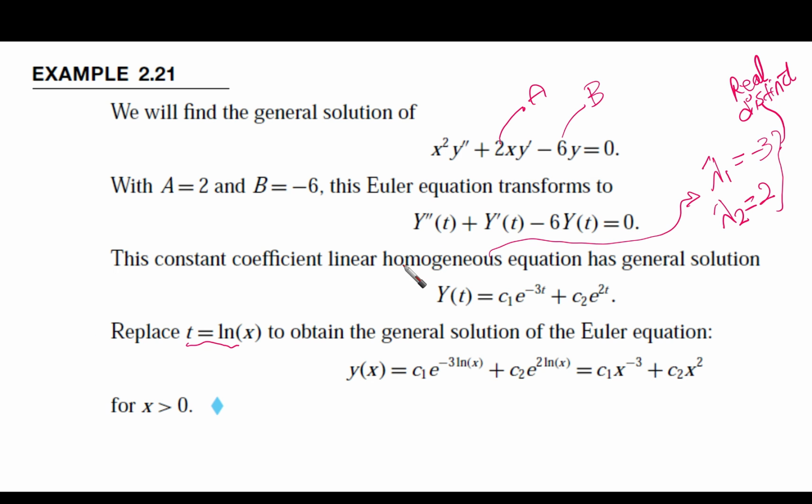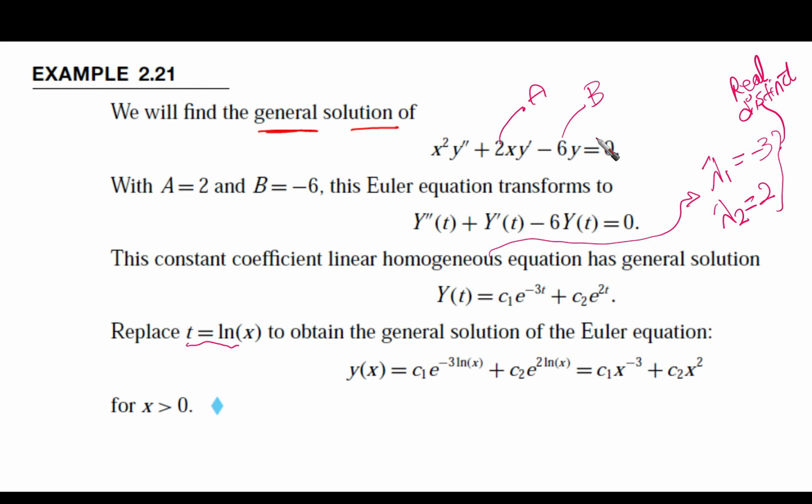And I think that we are ready now for the solution of some examples. Let's have the first example. Let's assume that we want to find the general solution of this equation, which is x squared y double prime plus 2x y prime minus 6y equal to 0.